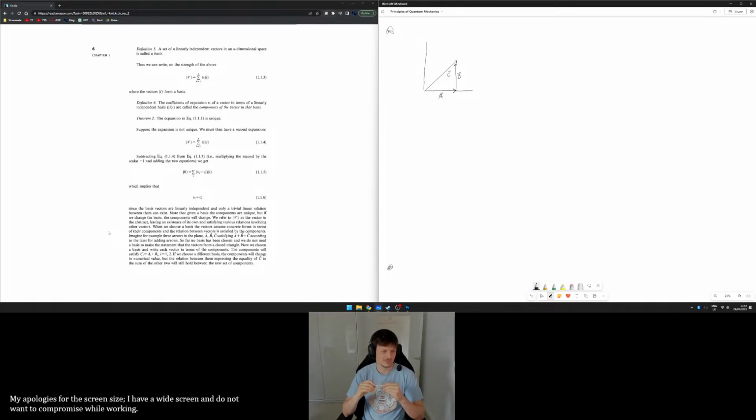Now we choose a basis and write each vector in terms of the components. Now we choose a basis. So this is linearly dependent. This is linearly dependent because A and B do make C. Let me think. Yeah. I think that's right. I think that's right.